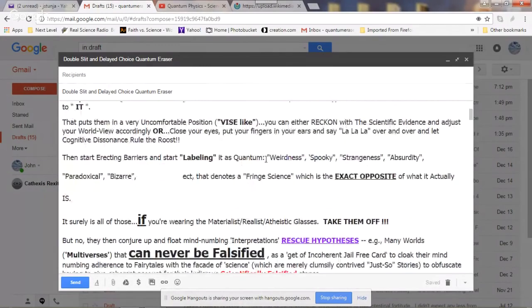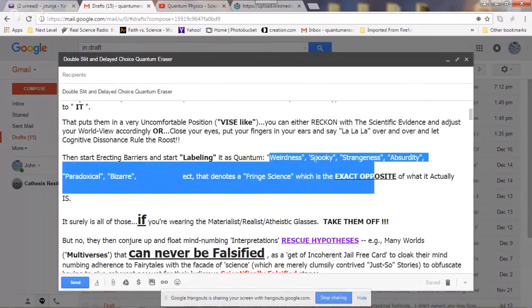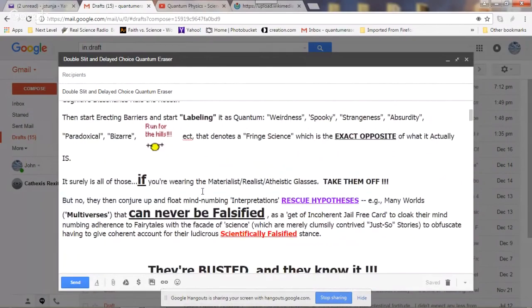It surely is all of these. It's weird, spooky, strange, absurd. It's all those, sure. If you're wearing materialist and realist and atheistic glasses, sure, take them off. But no, they then conjure up and float mind-numbing interpretations, what are rescue hypotheses.